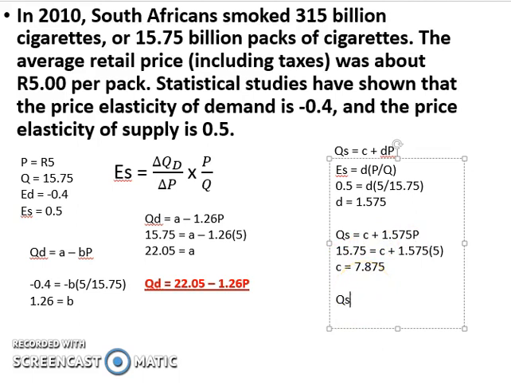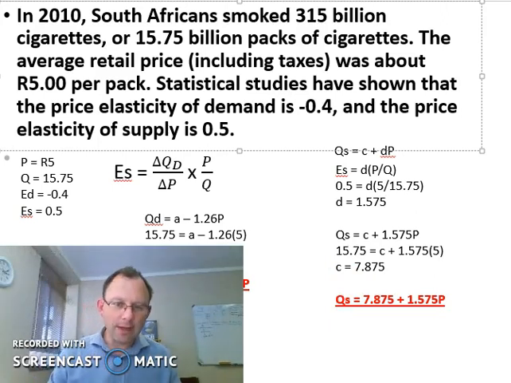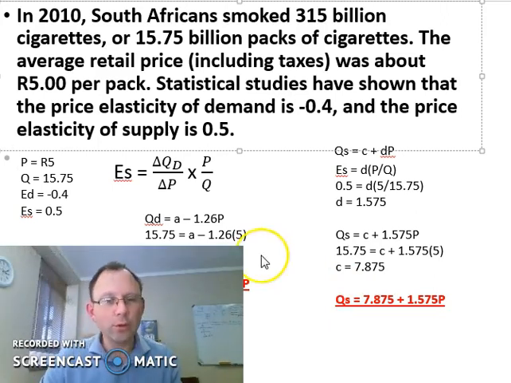So quantity supplied equals 7.875 plus 1.575P. And there we go. This is our supply equation. So by just using this method, by using our elasticity method, we can go and determine the equations for demand and supply.